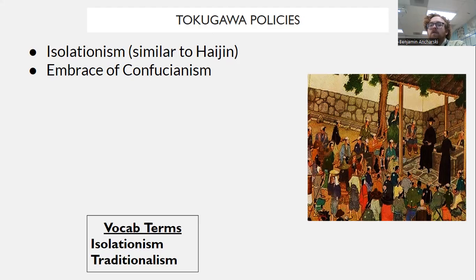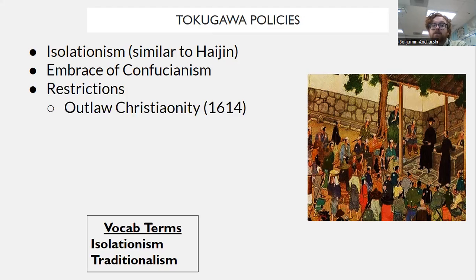So let's look at some of the measures by which the Tokugawa Shogunate will maintain isolationism.